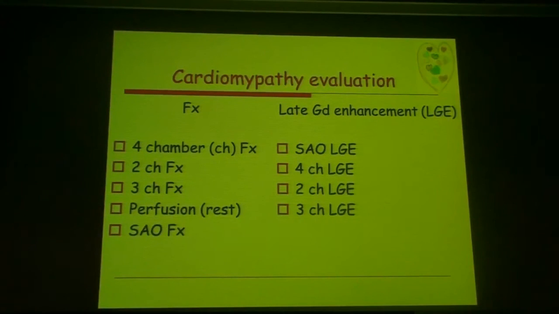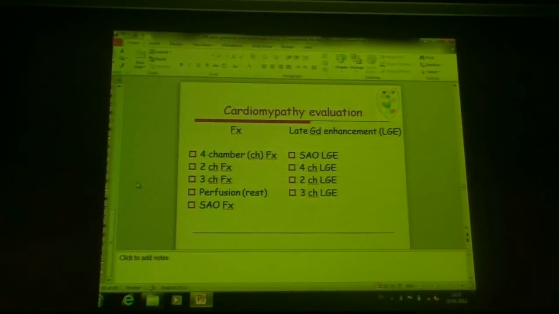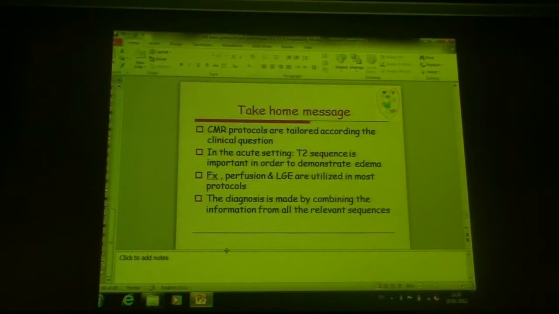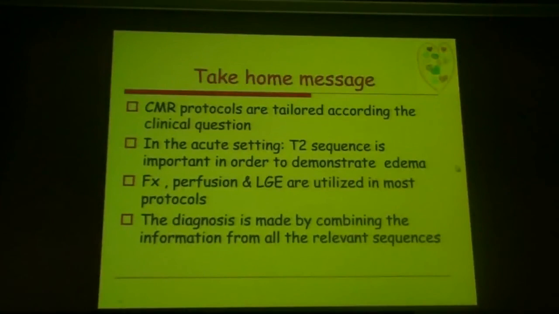Okay, so I'm just going to skip here to the end, and I just want to sum up. So what have we seen? We've seen that cardiac MRI protocols are tailored according to the clinical question. And of course, it's much more complicated than what I have just presented. In the acute setting, the acquisition of T2 sequences is important in order to demonstrate the presence or absence of edema. Function, perfusion, and late Gd enhancement are utilized in most cardiac MRI protocols, and the diagnosis is made, as we've seen previously, by combining the information from all these relevant sequences.